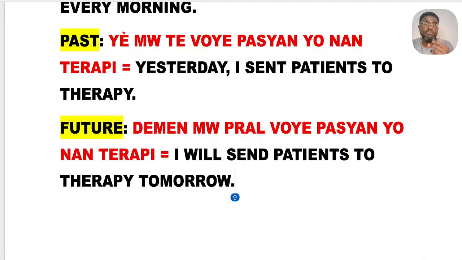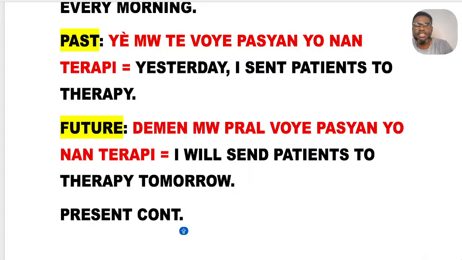So, like with the article, it has different meaning. Okay? It has different meaning. Okay, so now that's future, right? Future. Now let's go for present continuous. Okay, so the present continuous, put it like this, present continuous.